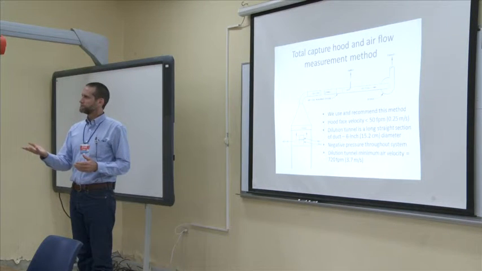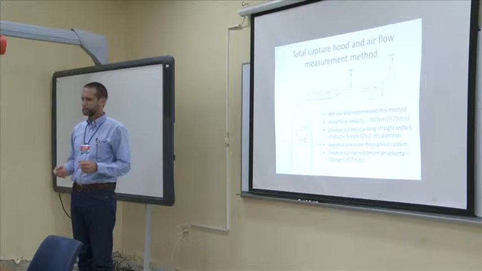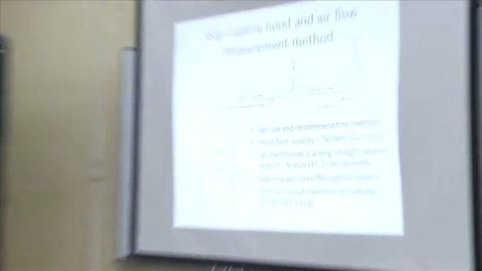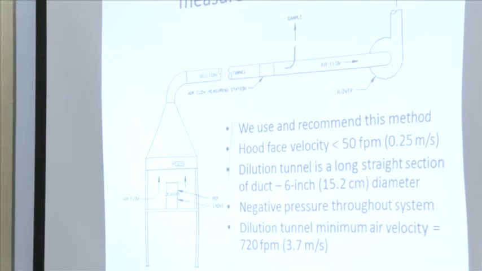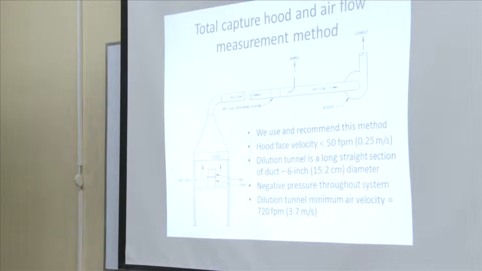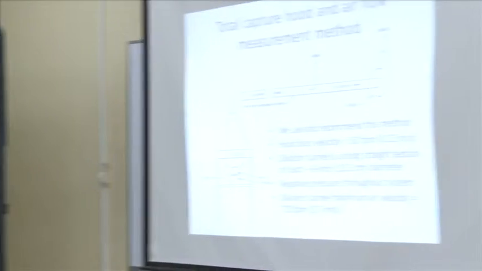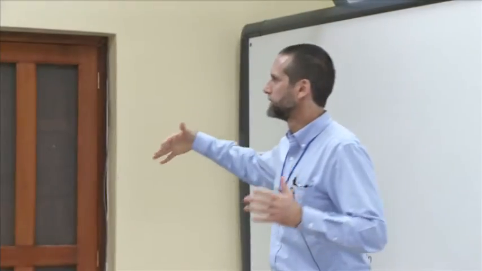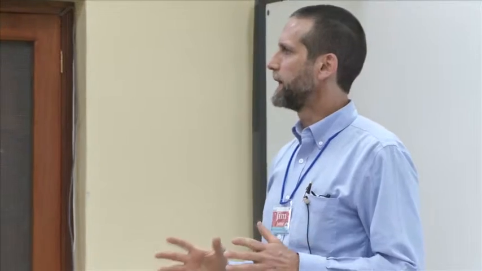This is what the LEMS is basically. It's using this approach. If you keep your hood face velocity, like Dr. Prasad was saying, less than 0.25 meters per second, then you have very slow moving air into the hood, and that should not affect the performance of the stove. The dilution tunnel is a long, straight section of duct, right here.